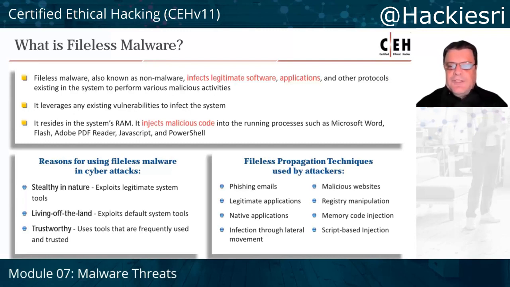Fileless propagation techniques used by attackers include phishing emails, legitimate applications like Microsoft Word, native applications, infection through lateral movement, malicious websites, registry manipulation, memory code injection, and script-based injection are all methods in order to infect with this type of fileless malware. It is called fileless in the sense that typically this type of malware just turns off after the RAM is no longer being used, so therefore evading detection.